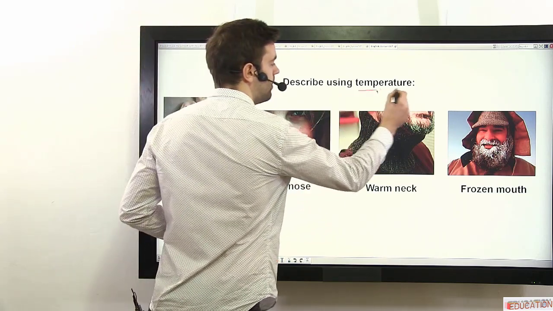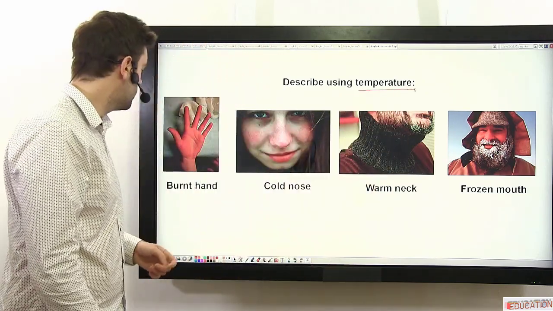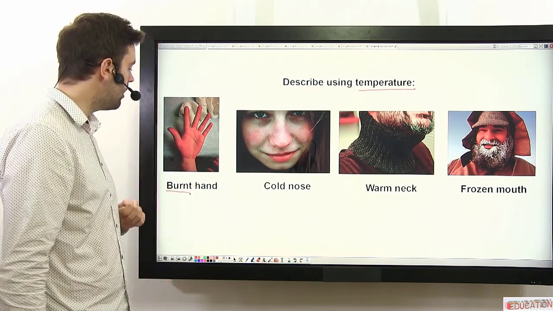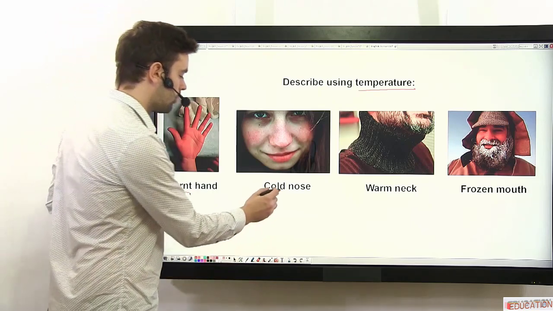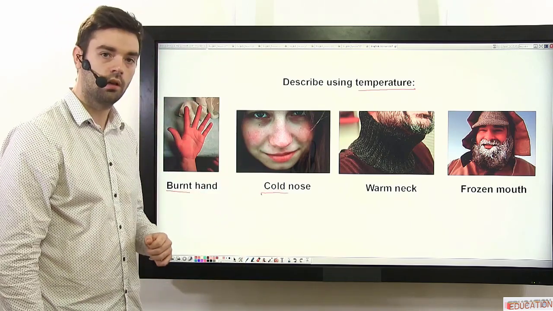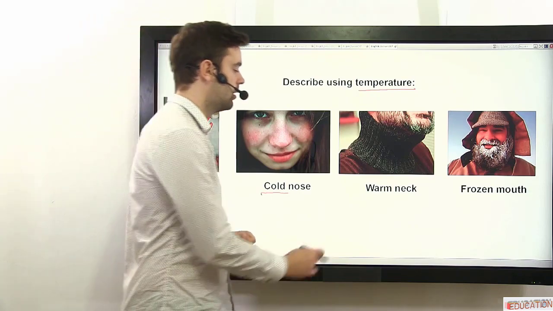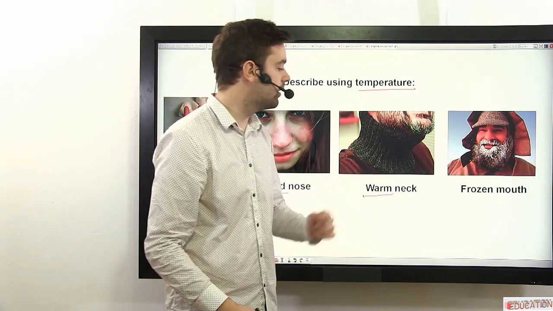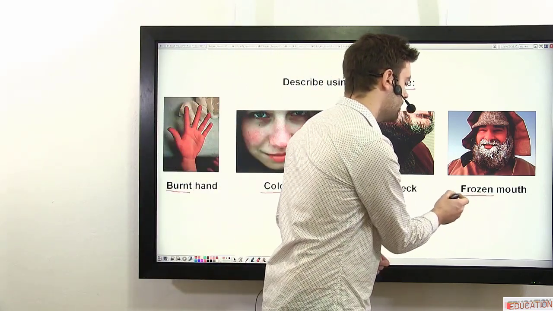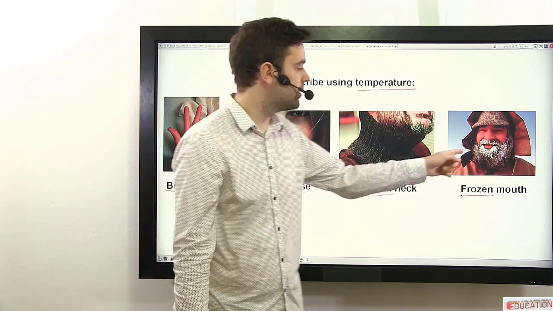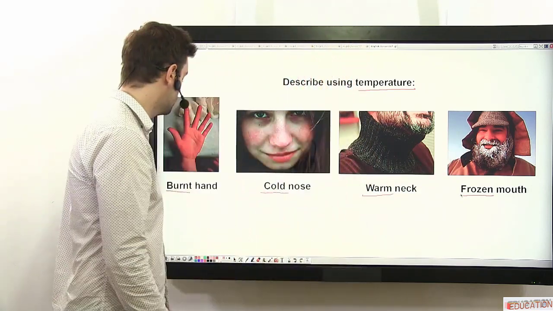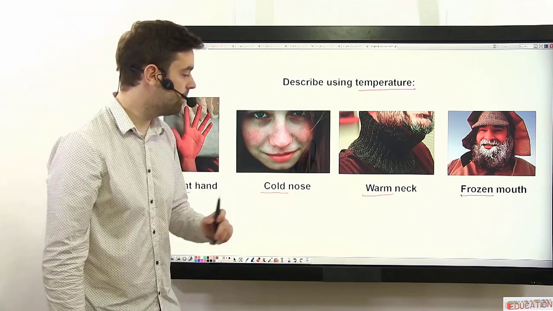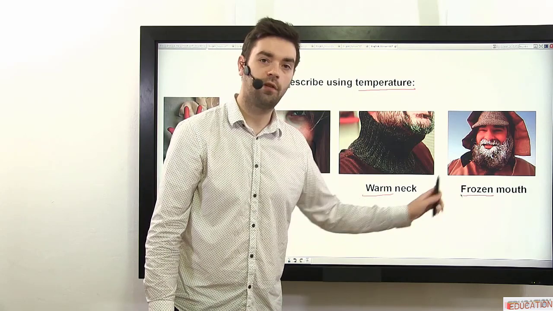We can also describe using temperature. For example here, burnt hand. Cold nose. Warm neck. Frozen mouth. So we have burnt hand, cold nose, warm neck, and frozen mouth.